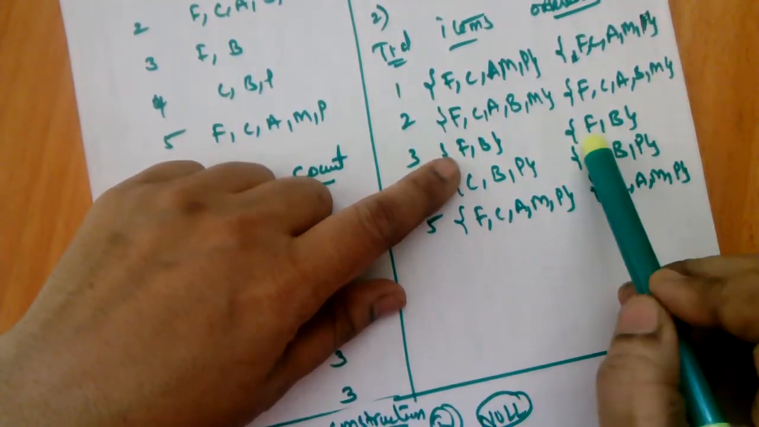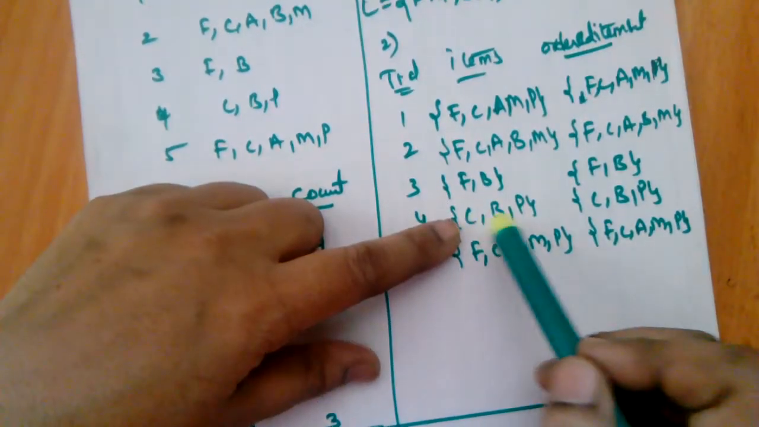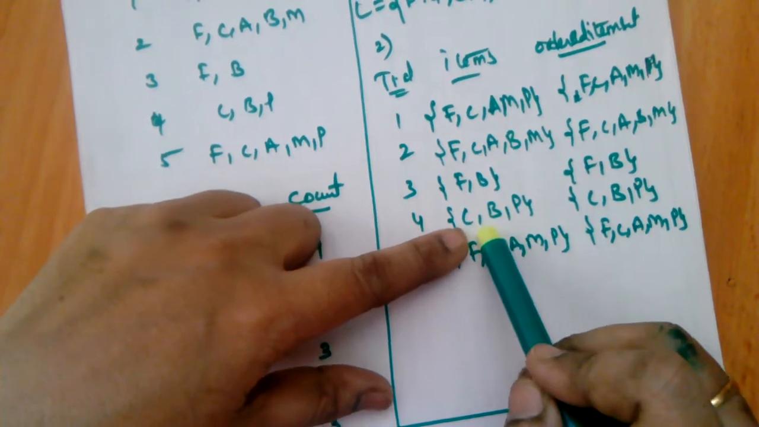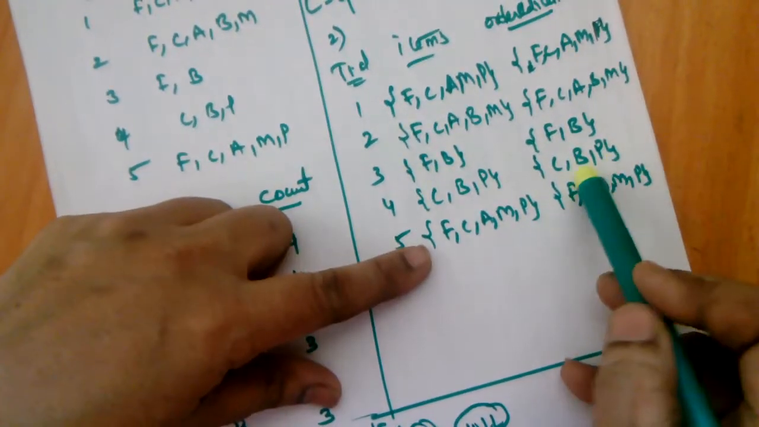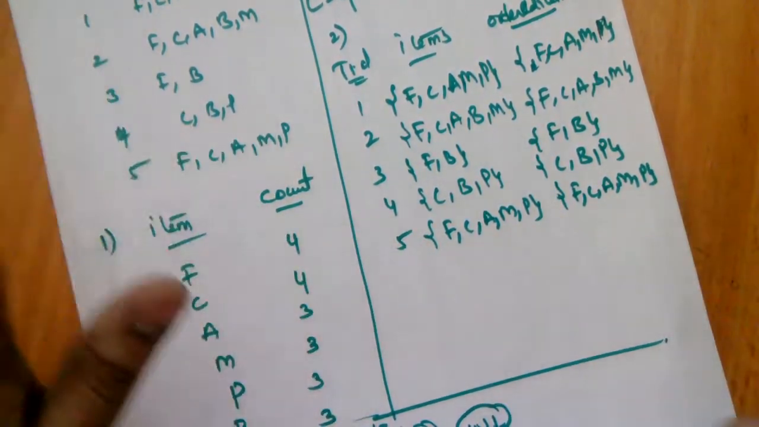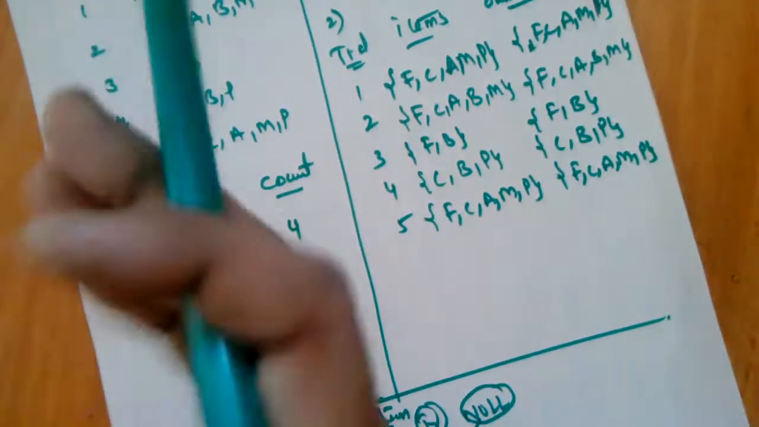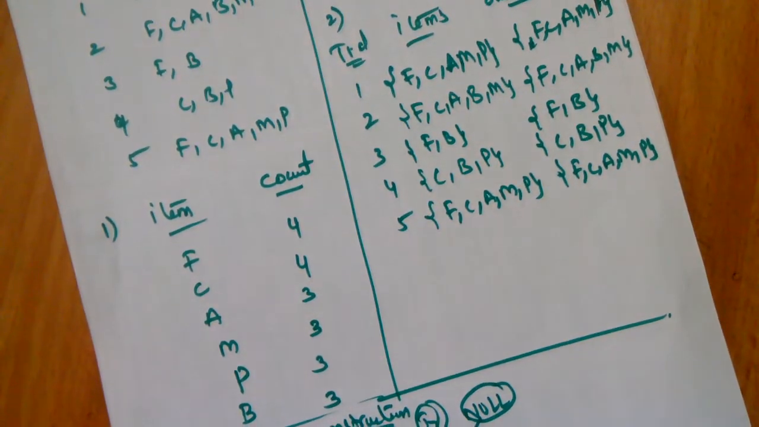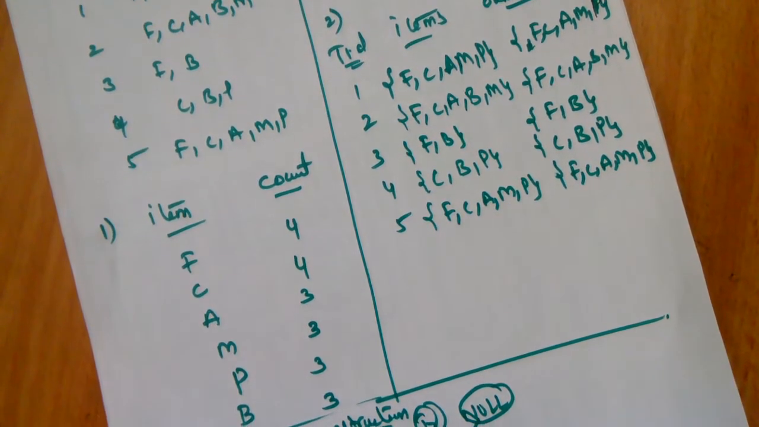Next FB, F is highest, so I am putting F and B. B is only 3. Okay, next CBP, C is higher than these two. B and P have the same, so any order we can put these two. Next FCAMP, same order. Okay, now these are the ordered items. We are putting the item sets in order based on descending sort values, descending order of their frequency.